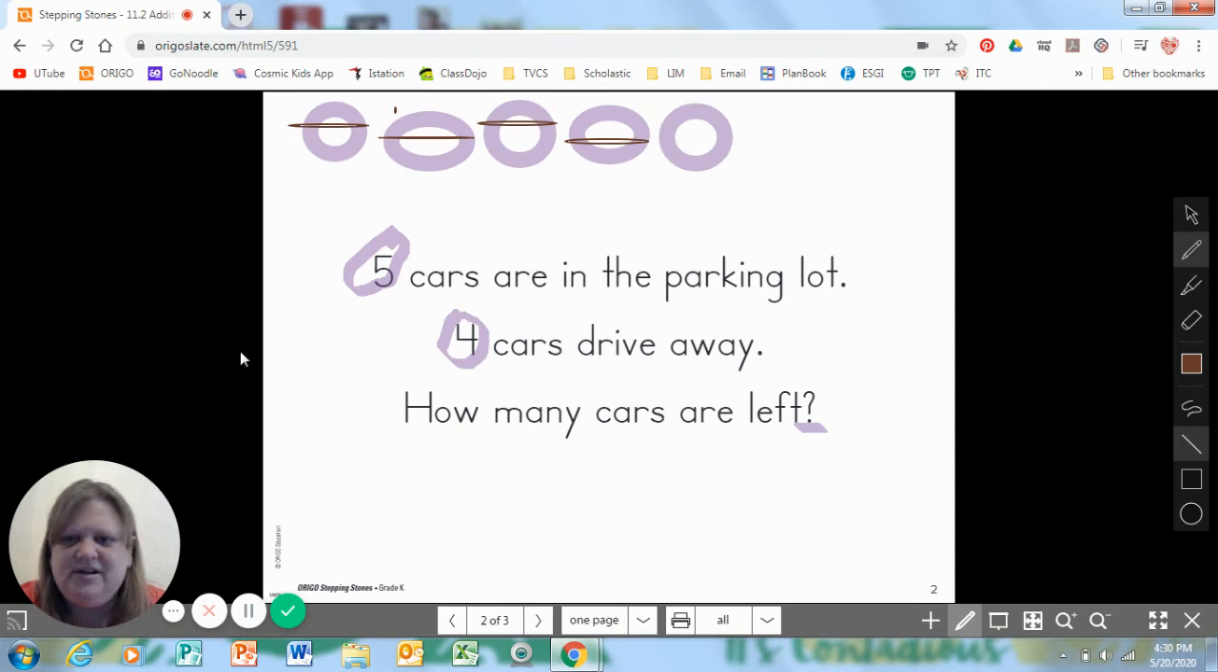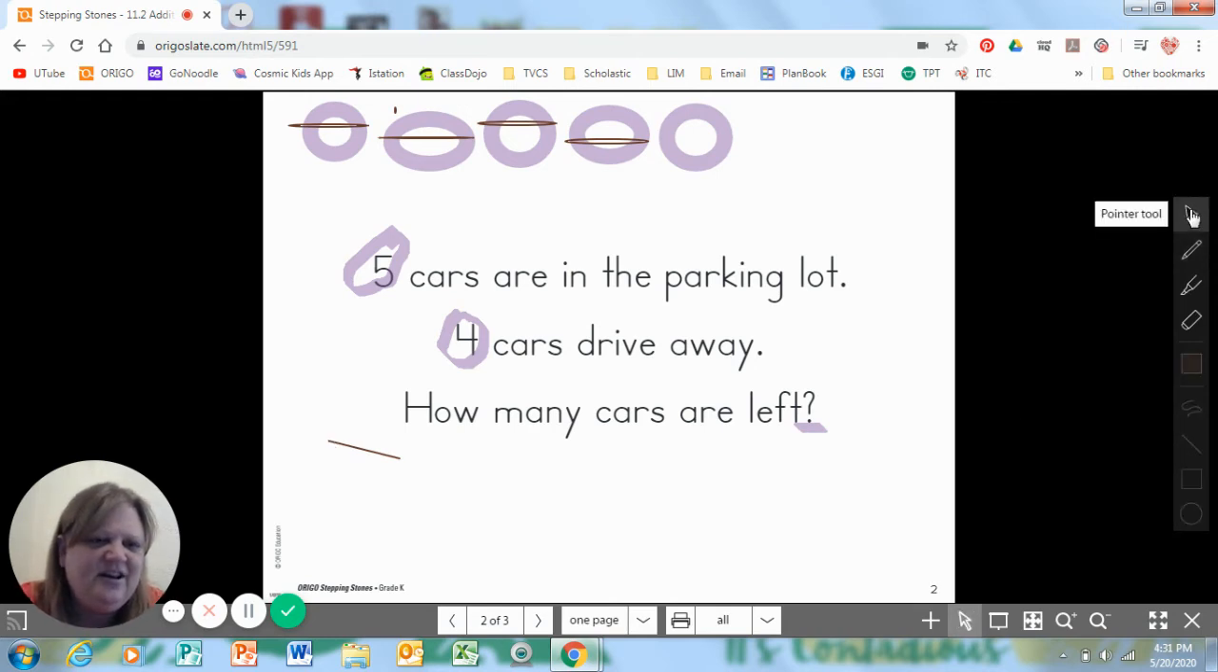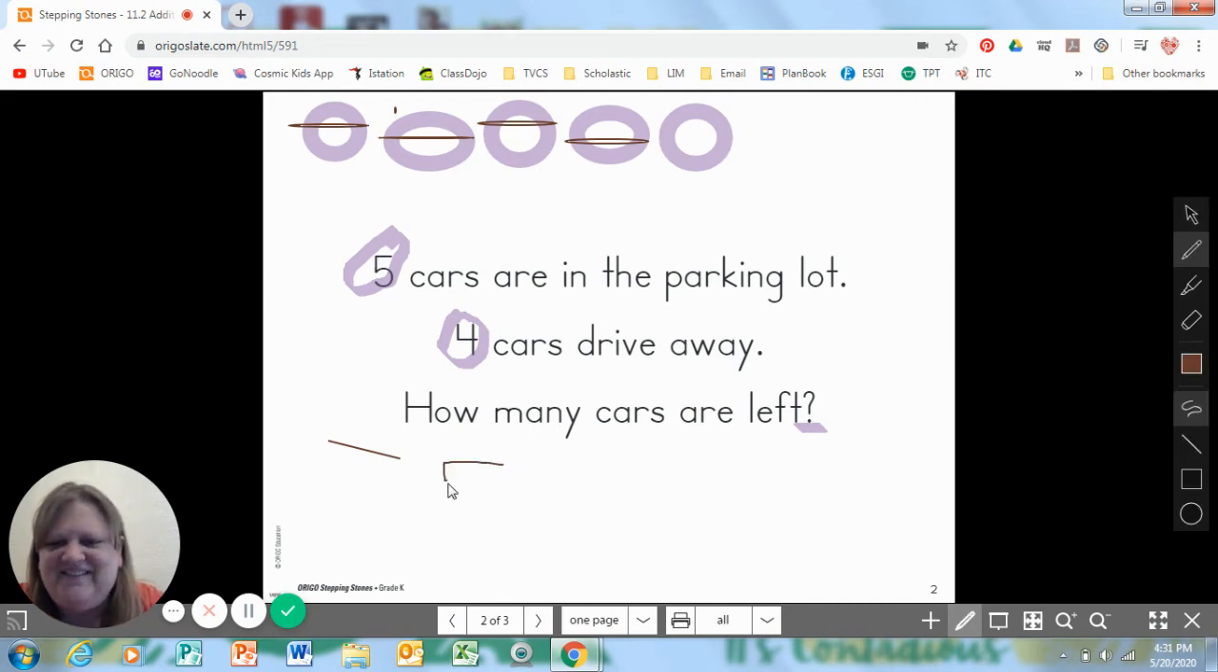Now we want to write that number sentence. So what's the first number you're going to write? 5. Oh, look at our 5. That's funny. Let's get back on track here. Here we go. 5. Now, did we just do subtraction or did we do addition?